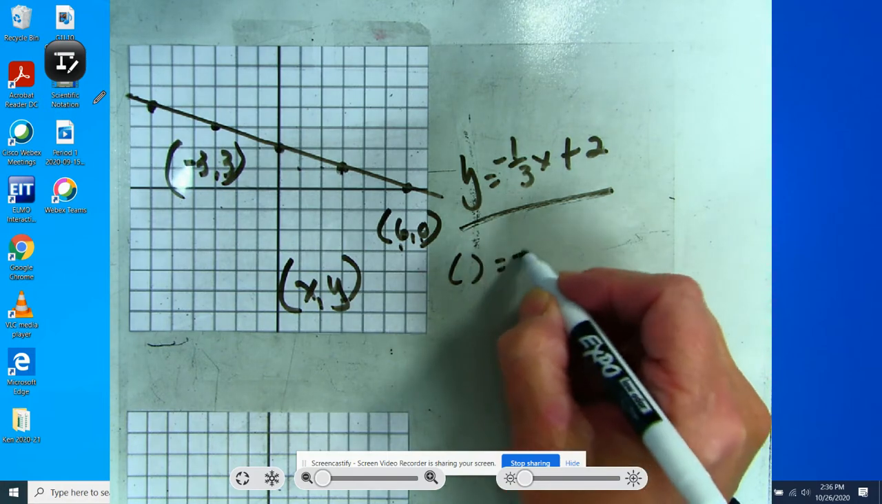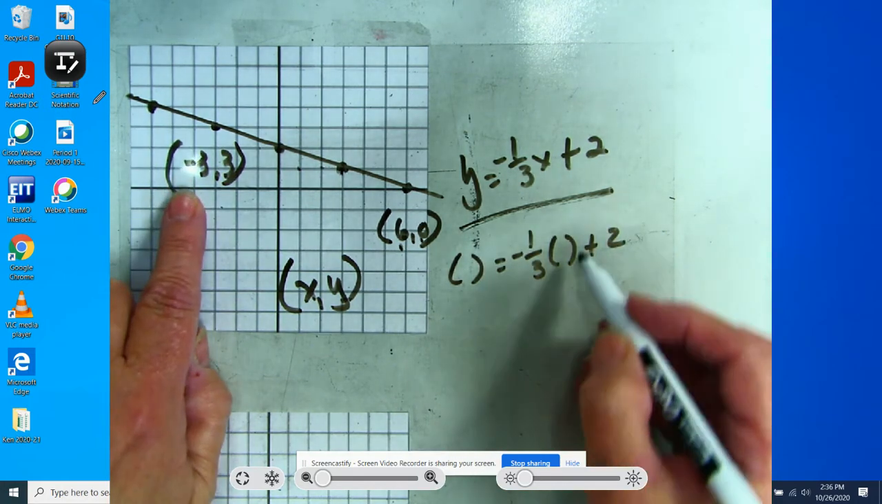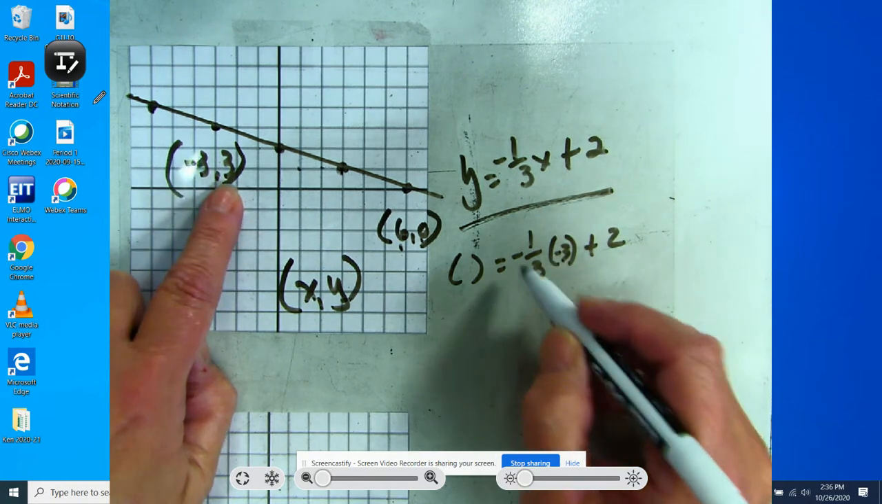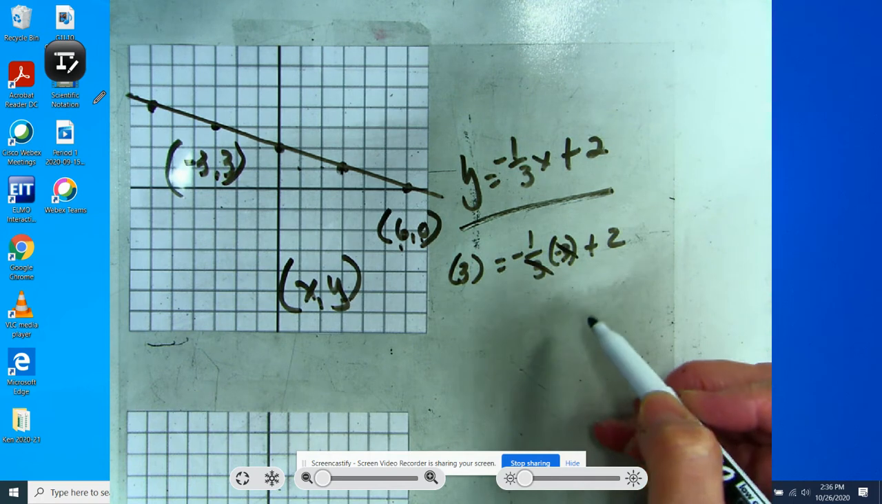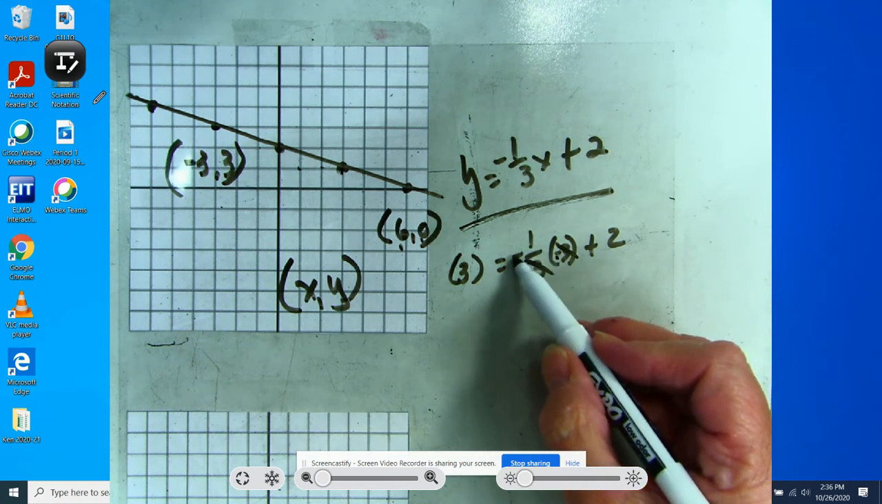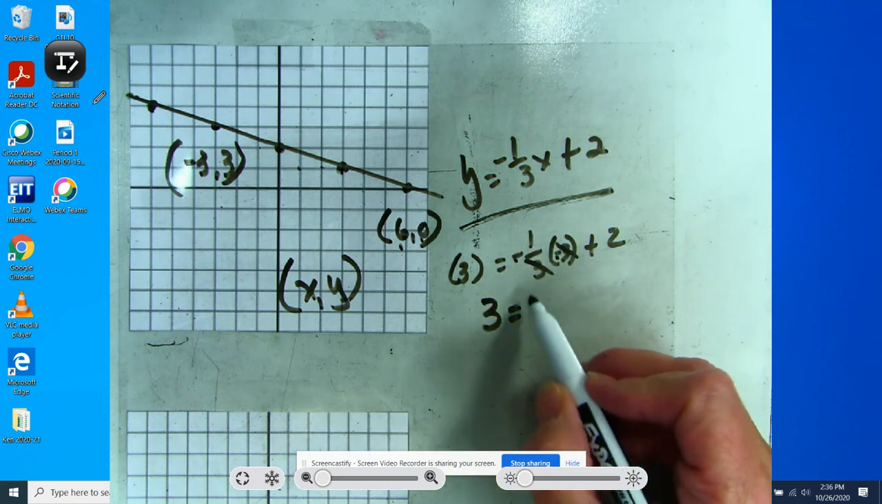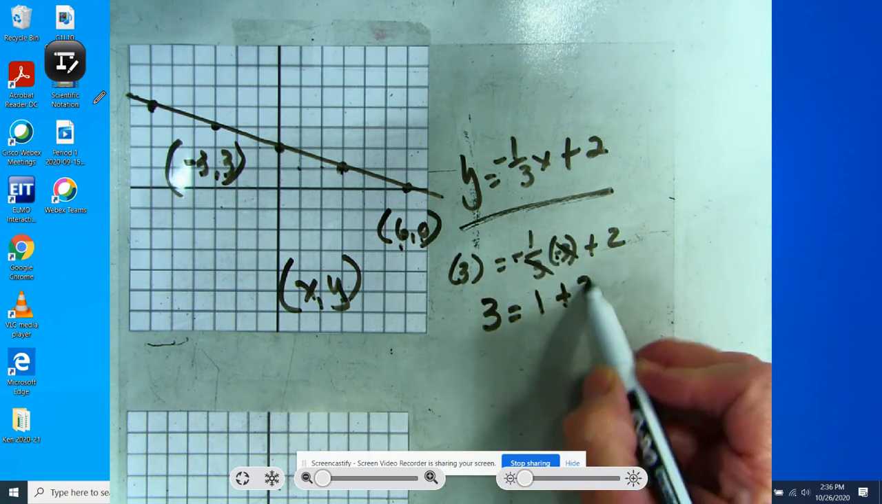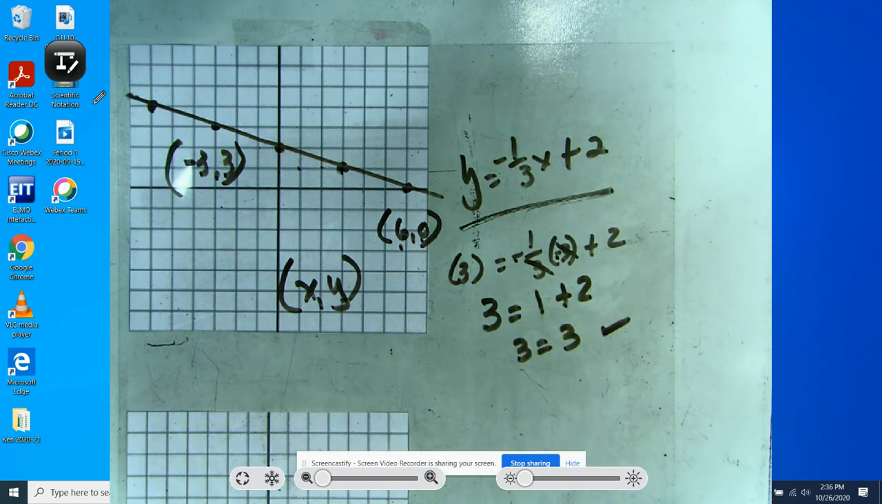Let's try it again. Y equals -1/3 x plus 2. This time I'm going to put in -3 and 3. 3 cancels 3. Negative times a negative is a positive. So -1 times -1 is 1, and 1 plus 2 equals 3. That was also on the line.